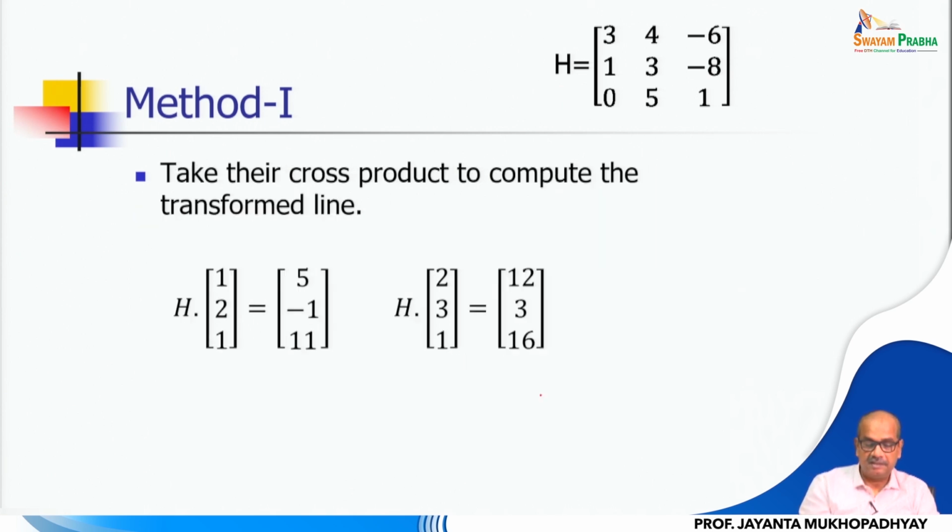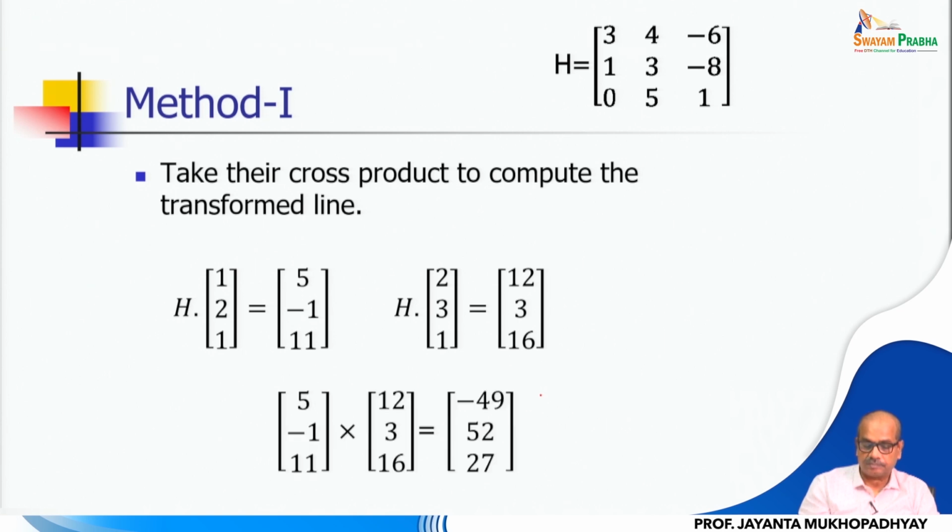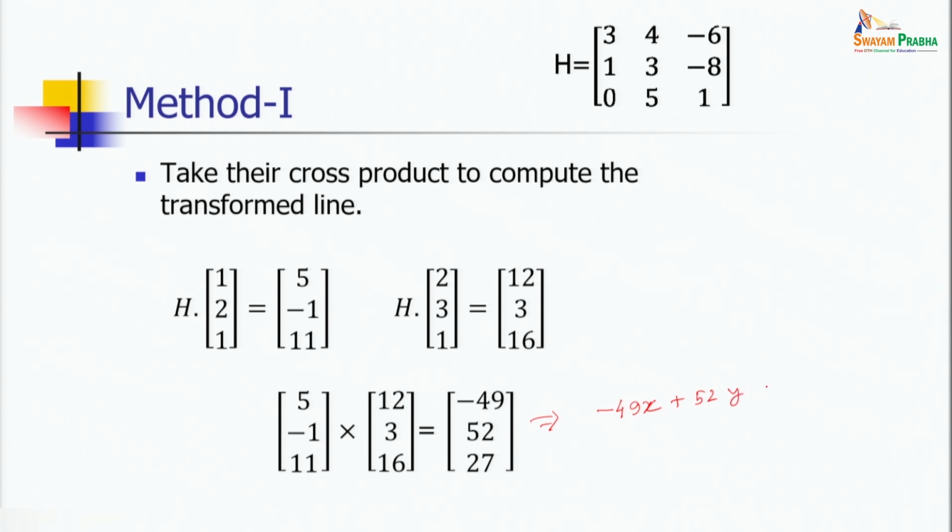So if I take the cross product, I will find these are the values of the cross product. You can check, you can perform the cross product of these two vectors, and these are the components of the vectors. So from here I get an equation of a line as, say, minus 49x plus 52y plus 27 equals 0.